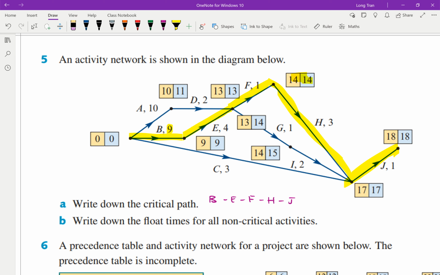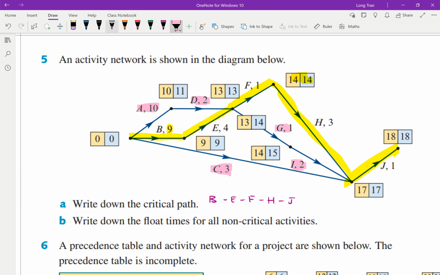Now part B says write down the float times for all non-critical activities. So non-critical activities would then be, you've got A, you've got activity D, you've got activity G, you've got activity C, and I, which one's I? Where is I? I is from here to here. Got you. So activity I as well.